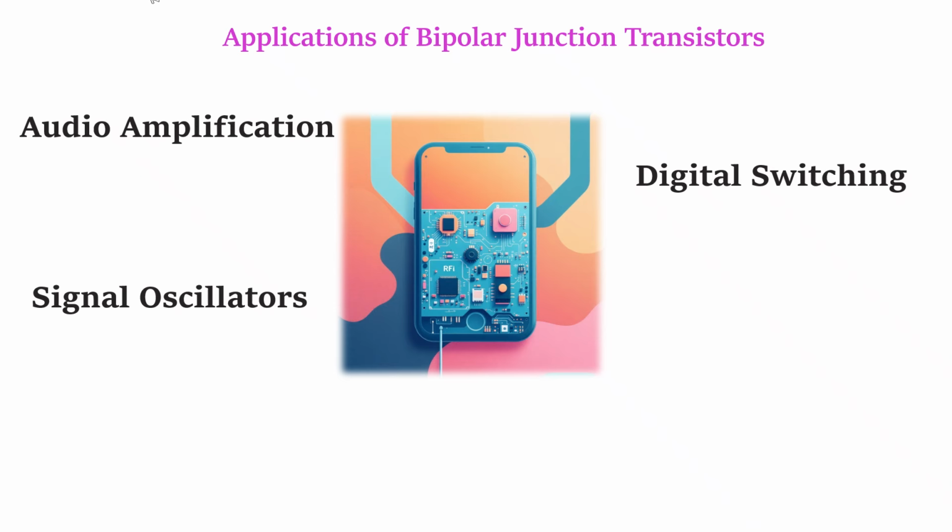They also modulate carrier signals in radio frequency applications, enabling wireless communication in broadcasting and mobile networks. Modern mobile phones utilize BJTs in their RF front-end circuits for signal amplification and switching, enabling clear voice calls and data transmission across cellular networks.